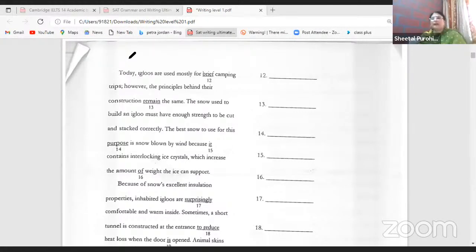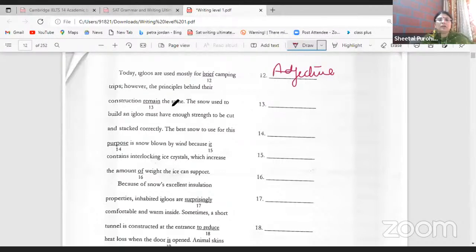Yes, done. Okay, so let's discuss. Brief camping. What type of camping trips? They are brief trips. So this is the adjective. Then we have remain. Construction remain the same. Remain is a verb over here. Purpose. Purpose is a noun.